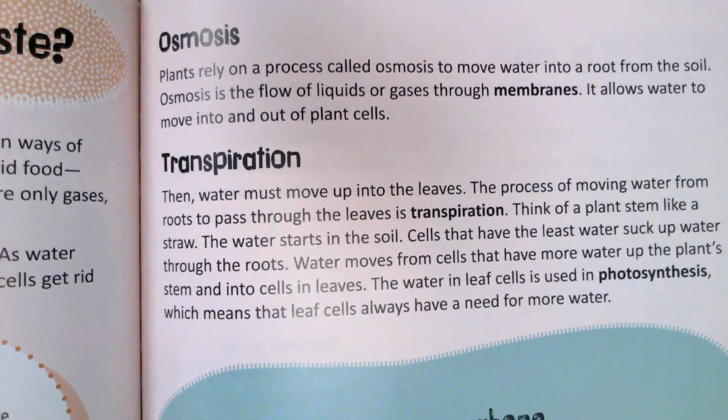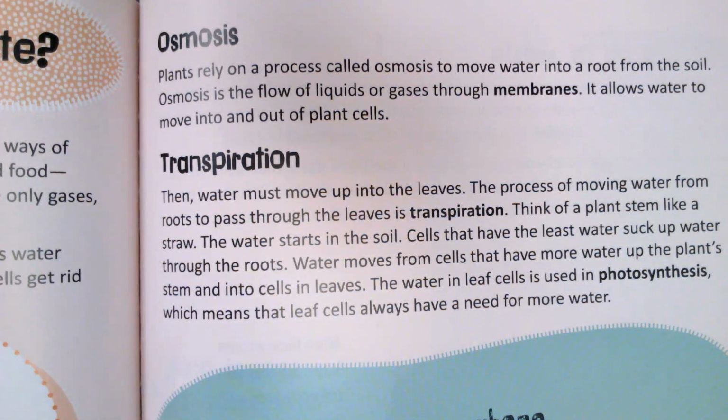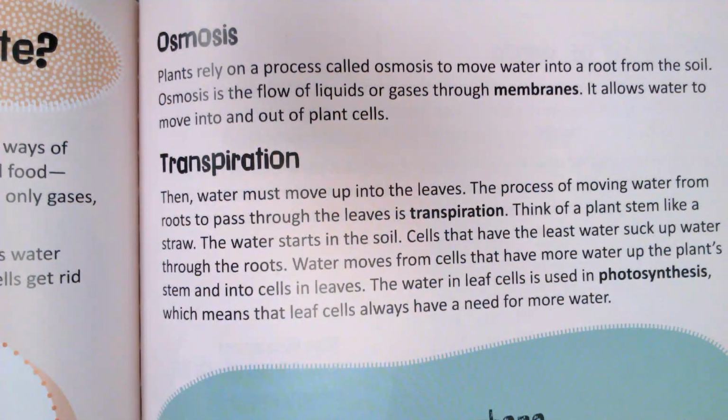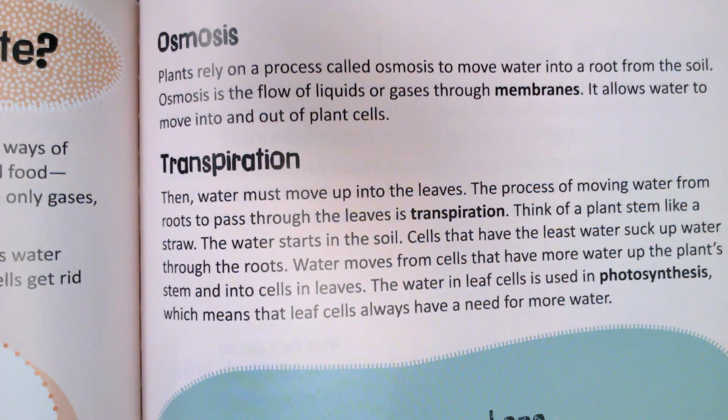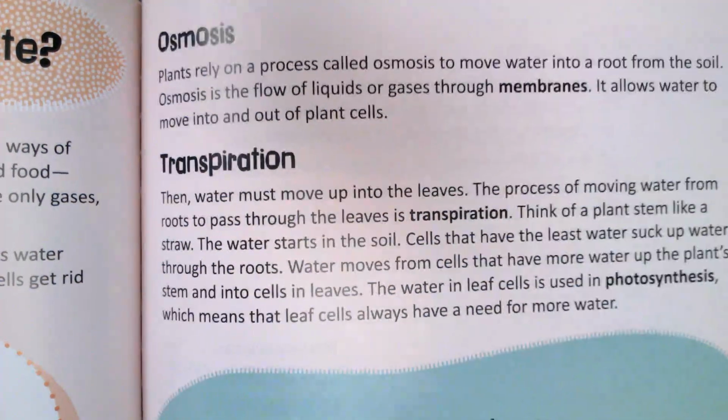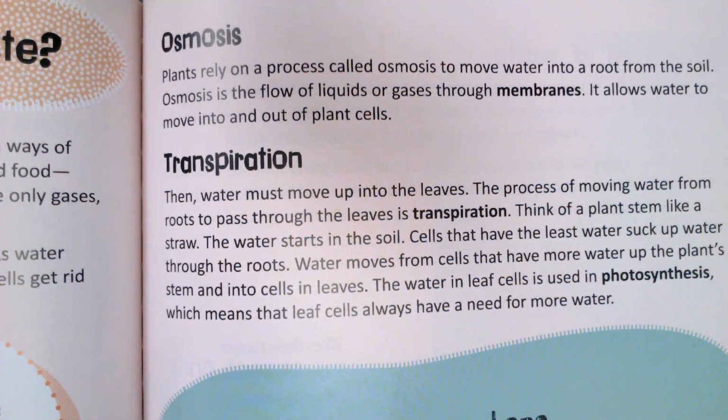Osmosis. Plants rely on a process called osmosis to move water into a root from the soil. Osmosis is the flow of liquids or gases through membranes. It allows water to move into and out of plant cells.